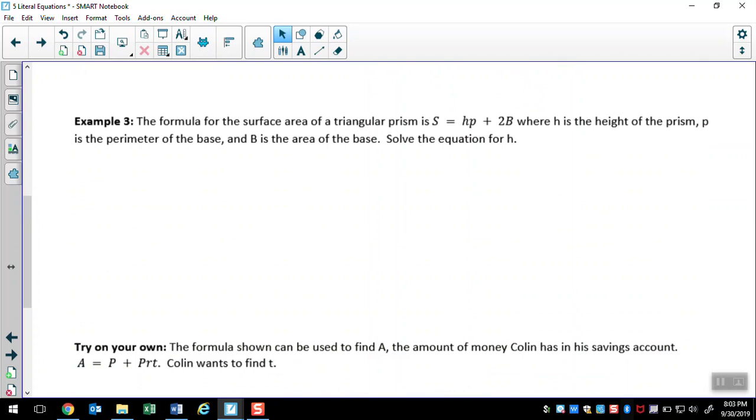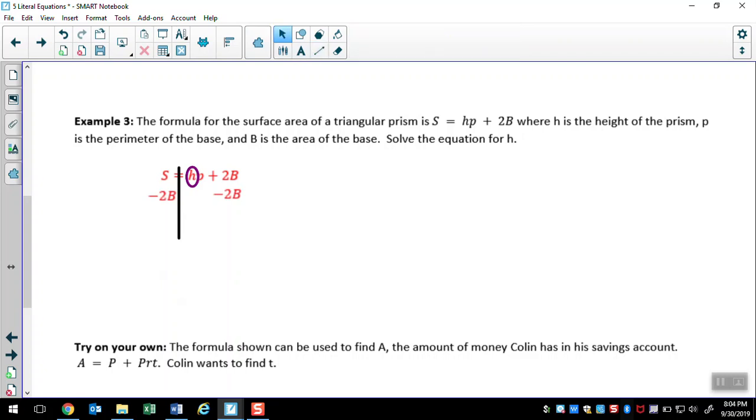So we need to isolate this variable right here, H. So we're going to start with the original formula, okay? And they want us to solve for H. Alright, so again, we have to isolate this term. To do that, we need to move this whole term. We move terms, not individual pieces. So that term is plus 2B. So I'm going to subtract 2B from both sides. And again, I'm going to draw that line through the equal sign.